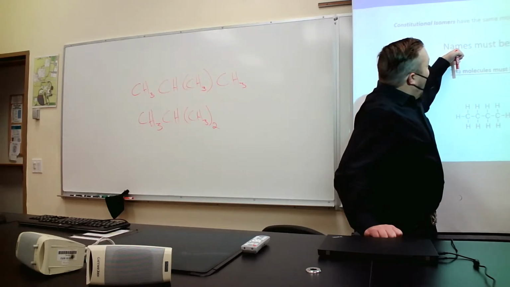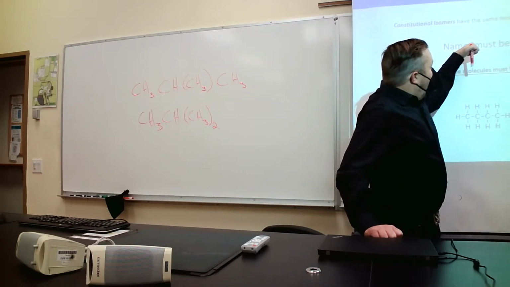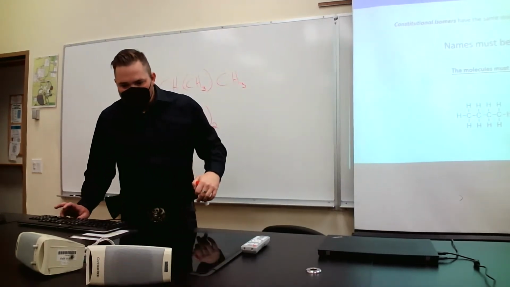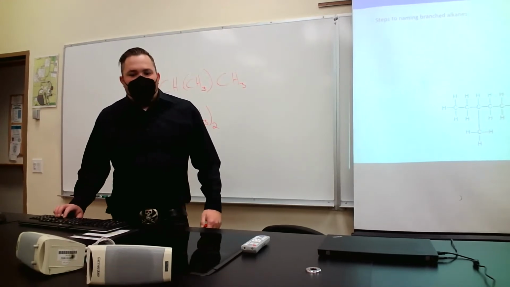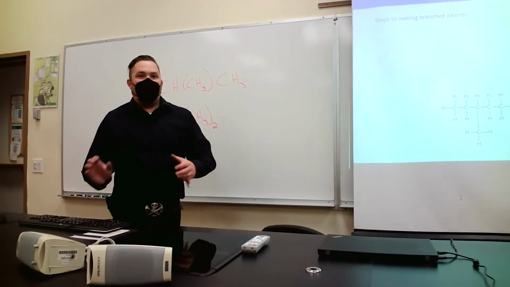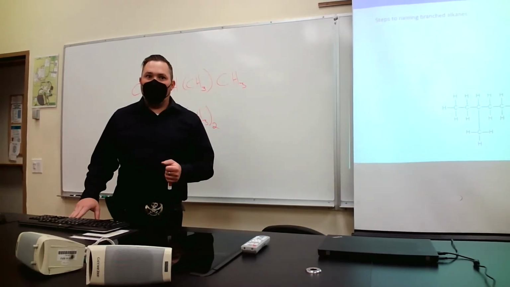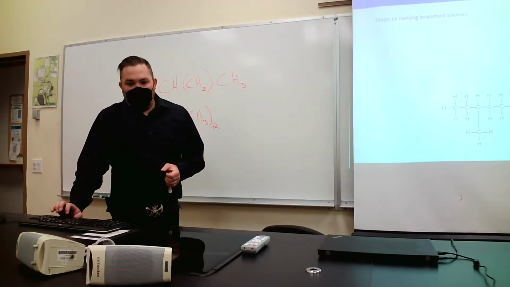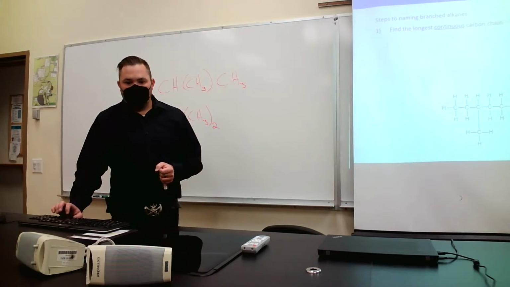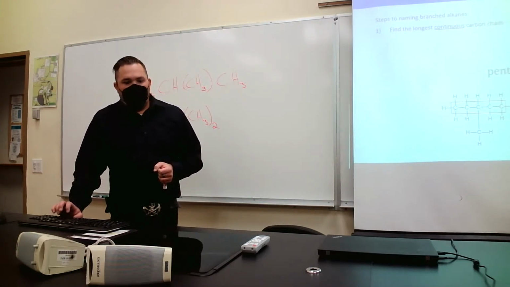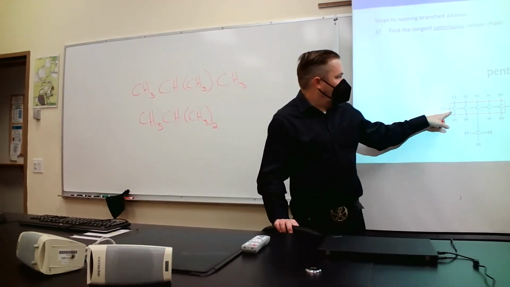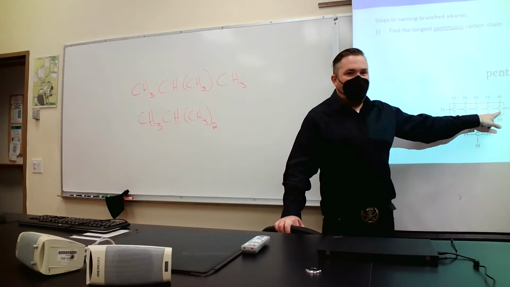So if we have constitutional isomers, and our name must be unambiguous, we need different names for these two. So if we're naming what we refer to as a branched alkane, as opposed to a straight chain alkane, a branched alkane, we still find the longest continuous carbon chain, and then get the appropriate base for it. So for this molecule here, it would be 5 in a row.